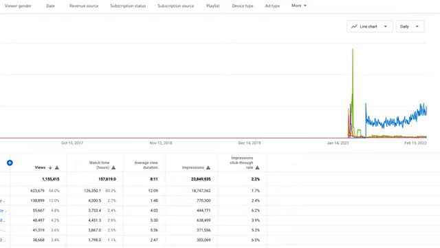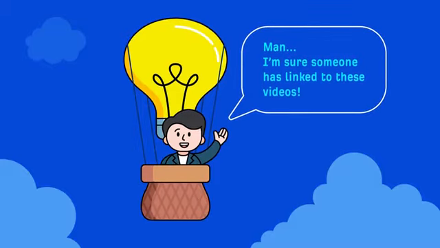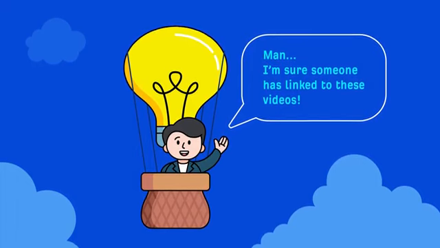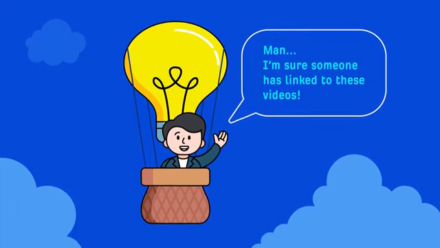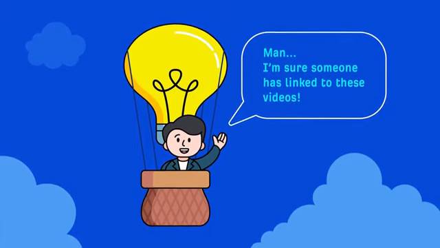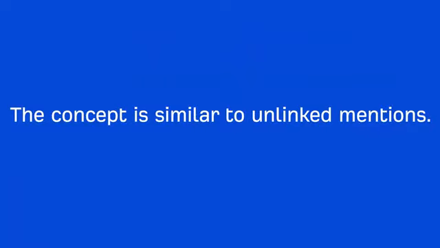I realized that our SEO course videos had gotten over 1 million views in less than a year. So I was like, man, I'm sure someone has linked to these videos or embedded it in their posts at some point. Meaning these are warm prospects who I could reach out to and ask to link to our academy instead. Basically, my idea followed a similar concept to unlinked mentions, which usually has a pretty high conversion rate for us.